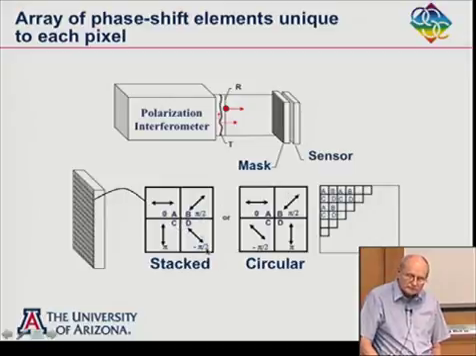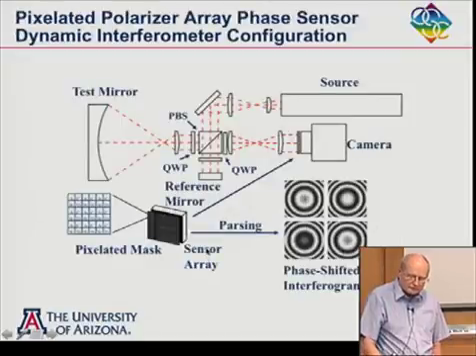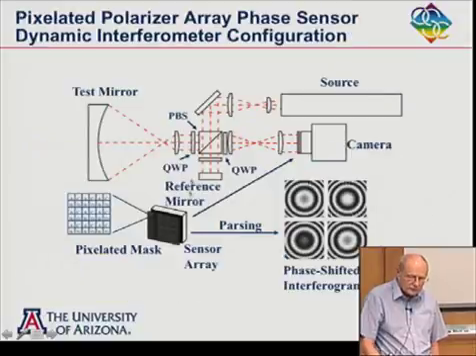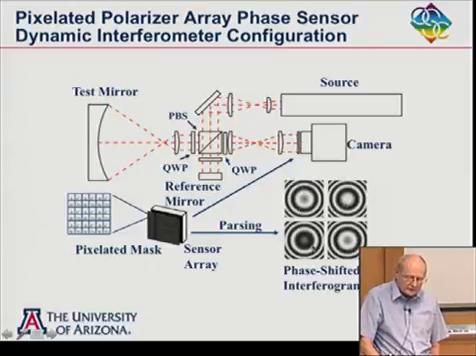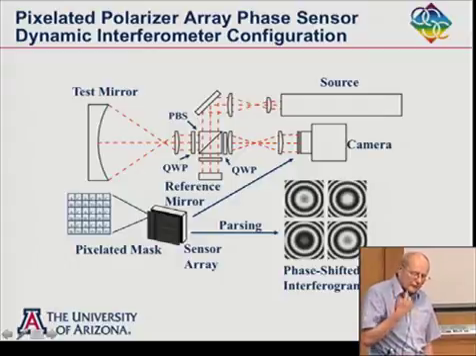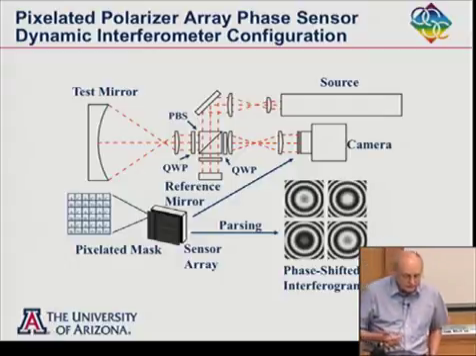So I just take my polarization interferometer here, adding a quarter wave plate to the output, and putting my little polarizer array on my CCD. And if I look at all the A elements, I get this, and the B's, and the C's, and the D's. So I'm getting my 4 phase-shifted frames at once.